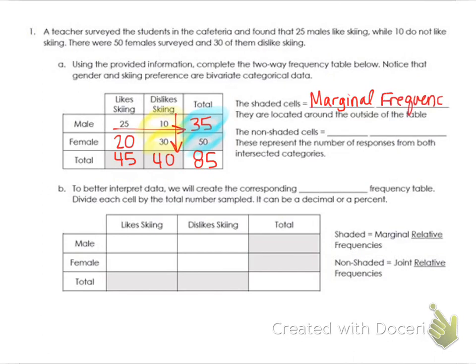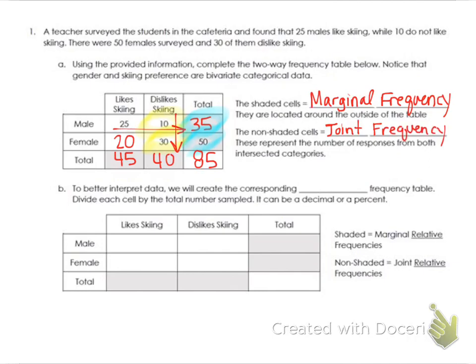Marginal frequencies. The way that I just remember it is if you think of a piece of paper, the margins are like the outside part of your paper, and so these shaded cells are all the outside sections. And then the non-shaded sections are called joint frequencies because you're joining two things together. So those are joint frequencies.